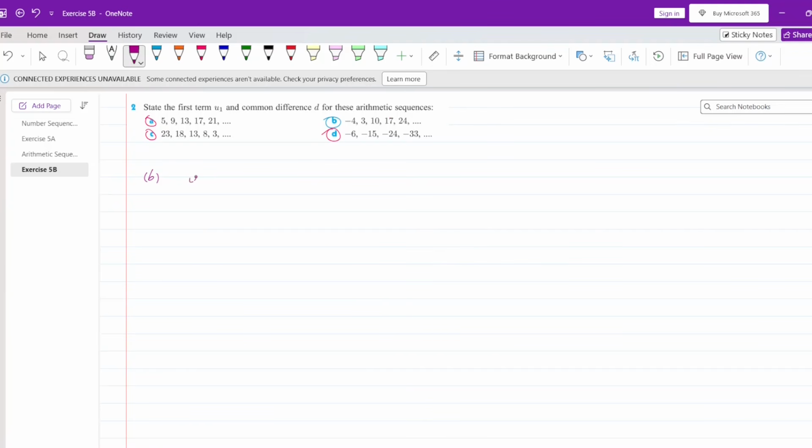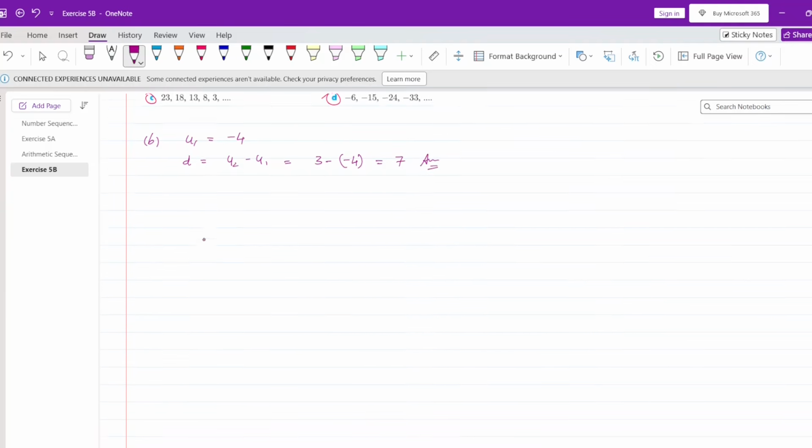So u1 is -4 and d is u2 minus u1. u2 is 3, u1 is -4. So this becomes 3 plus 4, that is 7. That's the answer. Let's go to the next question.